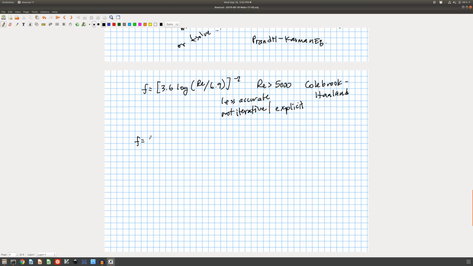So I'm going to calculate f is 3.6 log of, and now my Reynolds number, which is 1.02 times 10 to the 5th, divided by 6.9, this whole quantity to the minus 2. And my friction factor is 0.0044. This is a pretty normal value for the friction factor. It's small. It's typical to be small. So if you get a friction factor that's like 50, it's probably wrong. It's usually on the order of 10 to the minus 3. That's just kind of a pretty classic example.